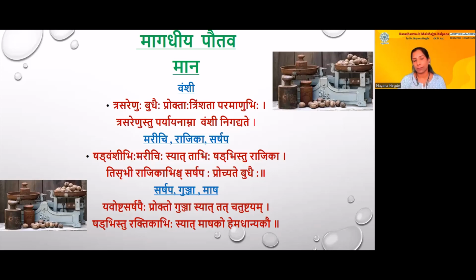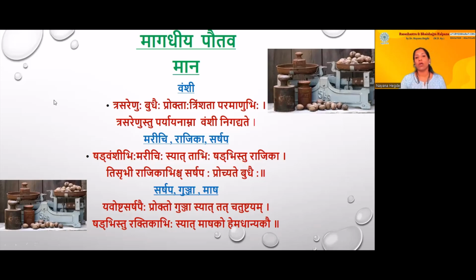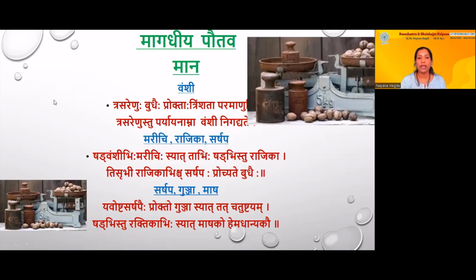Yavo Ashta Sarshapaihi. 8 Sarshapa together leads to 1 Yava. Yava Chatushtaya leads to 1 Gunja. Then 6 Gunja is equivalent to 1 Mashaka. And Masha also has synonyms as Hema and Danyaka. So here what we studied: Vamshi, Marichi, Rajika, Sarshapa, Yava, Gunja and Masha.